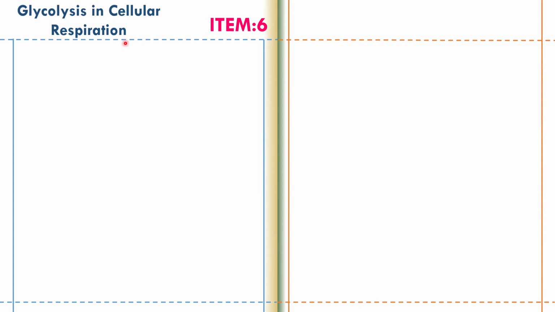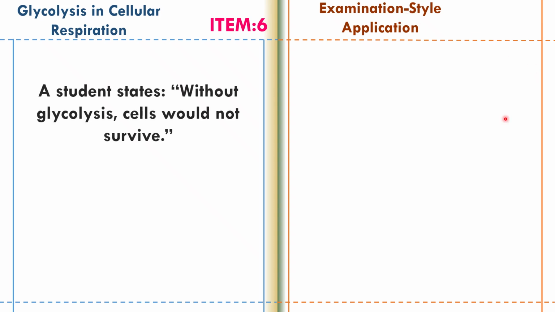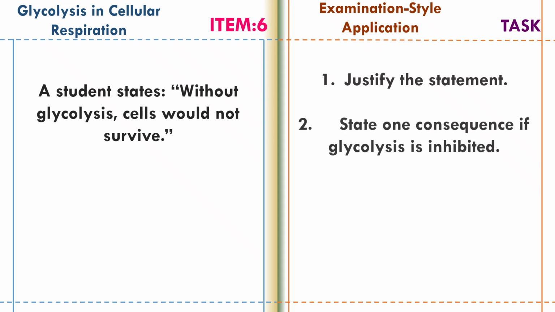Glycolysis in cellular respiration, item 6. Examination style application. A student states, without glycolysis, cells would not survive. Task: justify the statement. State one consequence if glycolysis is inhibited.